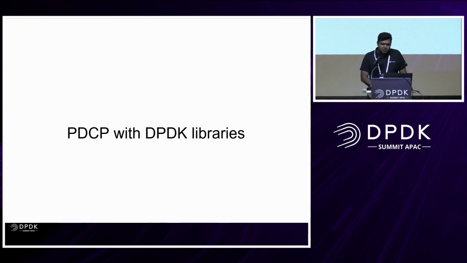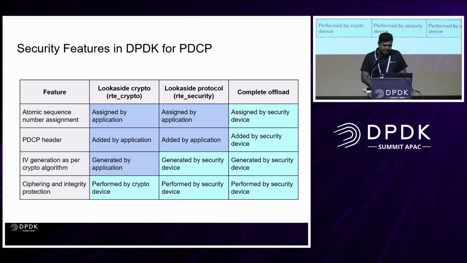Now let's proceed to the basic operations involved in PDCP and how various DPDK libraries can be used for the same. Let's start with the cryptographic features. So I've listed 3 categories. One is look-aside crypto, the other one is look-aside protocol, and then we have a hypothetical complete offload. The complete offload mode doesn't exist today, but it can be added in the future if such capable devices become available.